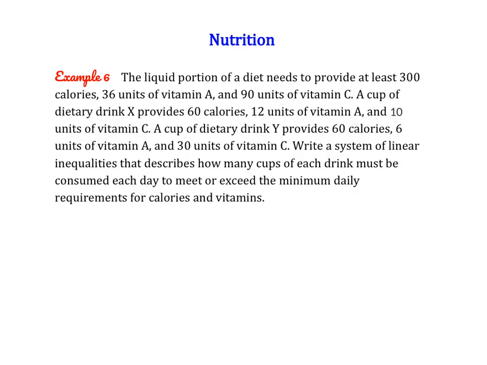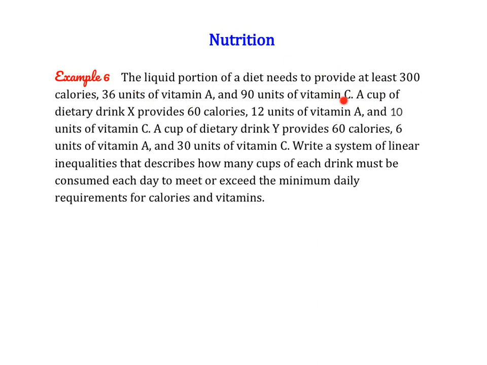All right, so this last example, we're going to be creating a system of inequalities. And this is actually going to start to tie into what we're going to learn in the next section. But it's a really nice example to help tie it all together. So this says, the liquid portion of a diet needs to provide at least 300 calories, 36 units of vitamin A, and 90 units of vitamin C. So this is our daily minimum requirement.